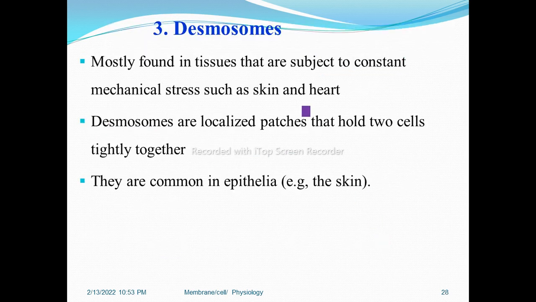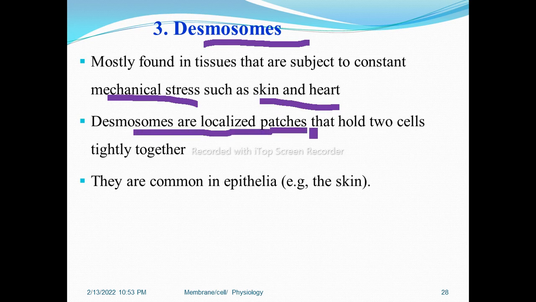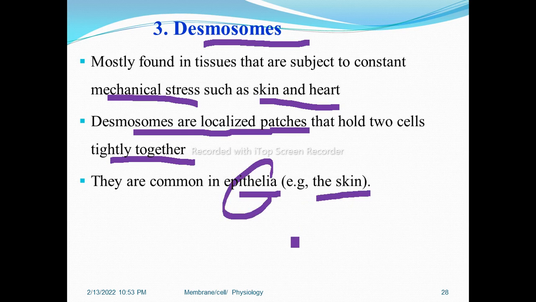And the other is desmosomes, mostly found in tissues that are subject to constant mechanical stress, such as skin and heart. Desmosomes are localized patches that hold two cells tightly together. They are common in epithelium, especially skin. Skin is a place where mechanical stress is found.